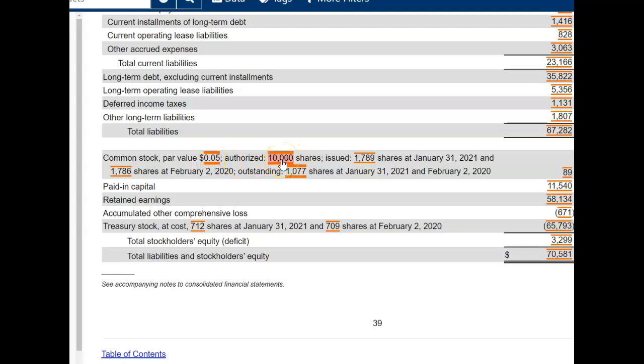Here are their authorized shares, and these are probably in thousands or millions, so 10 million shares, and we have issued 1.7 million shares. There are 1.077 of those shares outstanding. So some of them are treasury shares, some of them are outstanding here. It's about 700,000 shares that are treasury stock, right? This has been issued, and then here's what's still outstanding.